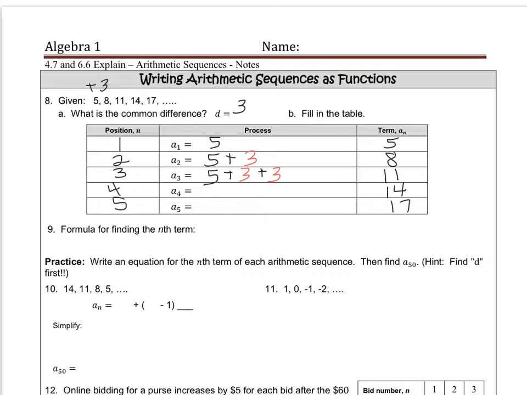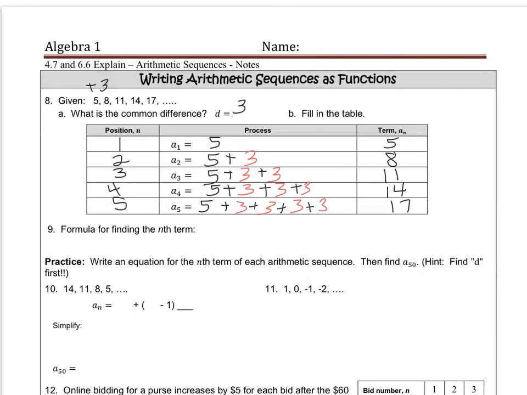Then on the fourth term, I start with my first term, and I'm adding to get to my second term, and to get to my third term, and to get to my fourth term. And then for my fifth term, I start with my first term, and I'm adding my 3 each time. That's my second term, my third term, my fourth term, and my fifth term.